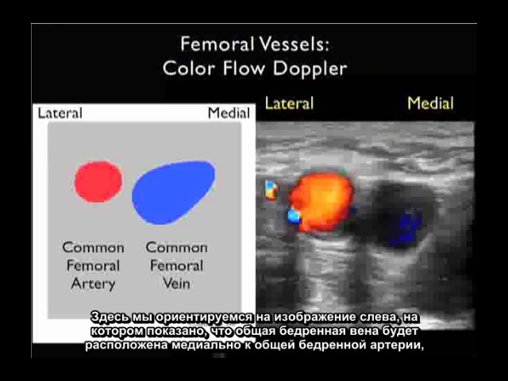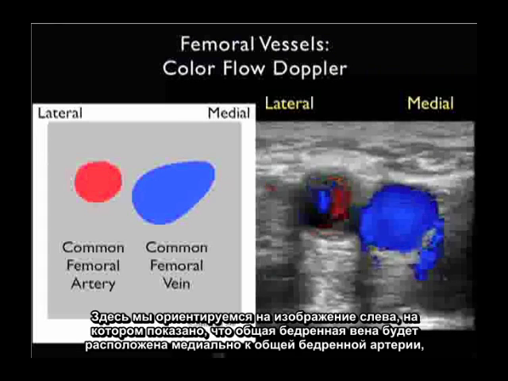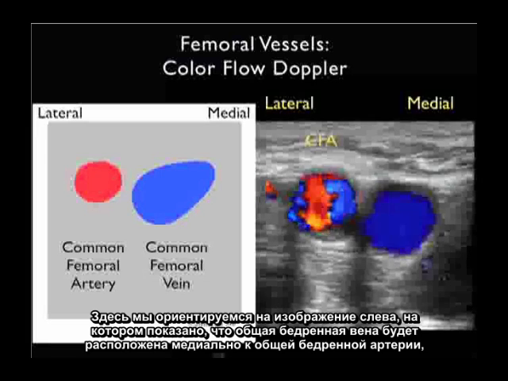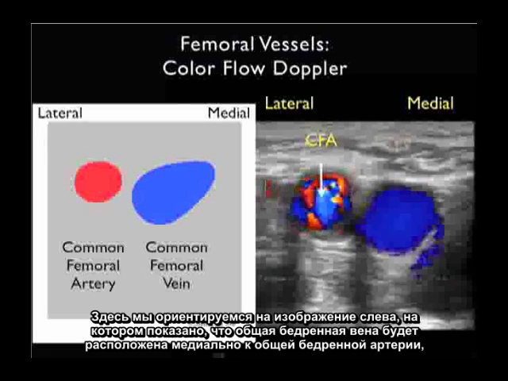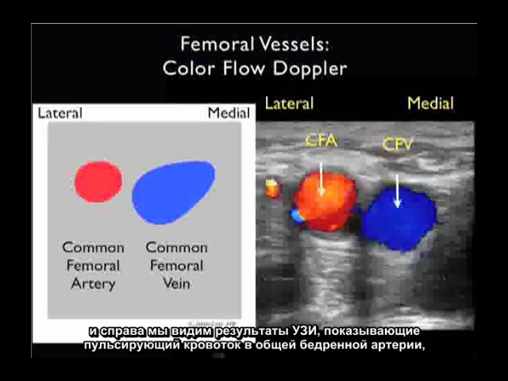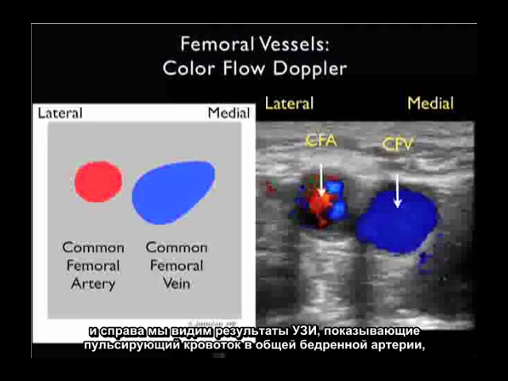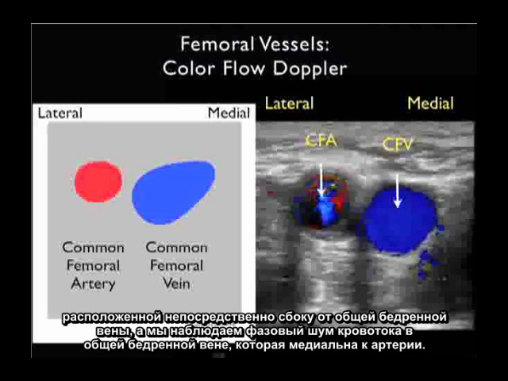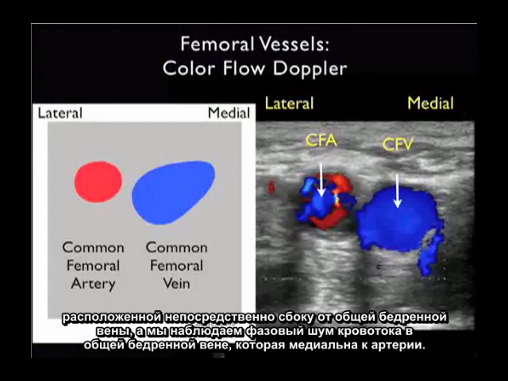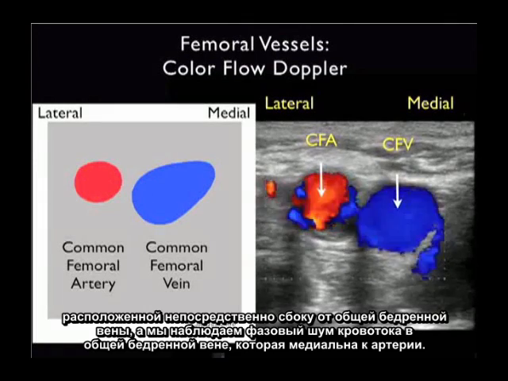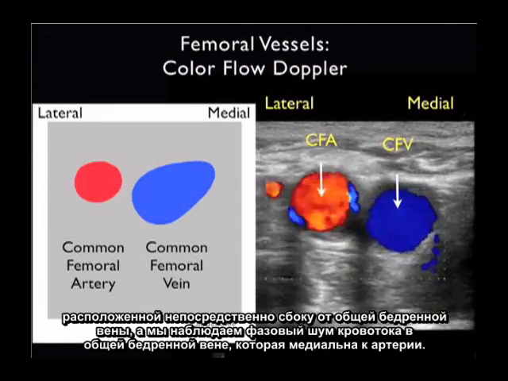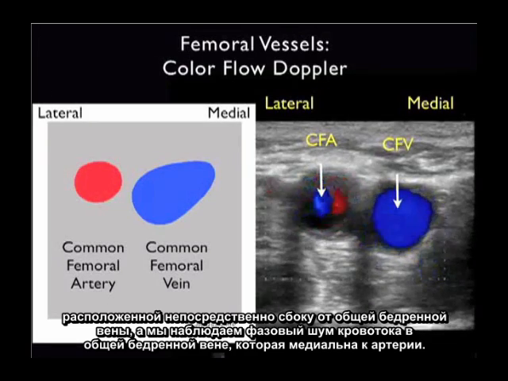Here's a video showing the actual ultrasound findings of the common femoral artery and vein using color flow Doppler. We orient ourselves to the image to the left here, showing that the common femoral vein will be seen medial to the common femoral artery, and we note the ultrasound findings to the right, showing pulsatile flow within the common femoral artery, located just lateral to the common femoral vein, and we see the phasic hum of the blood flow within the common femoral vein seen medial to the artery here.